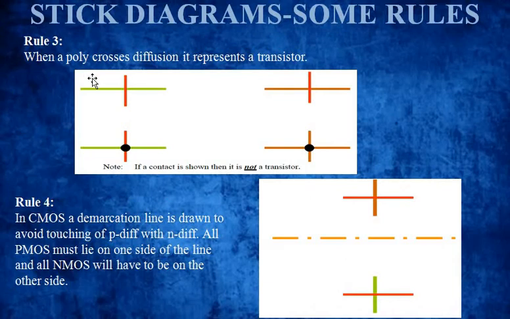Then the third rule is when a polysilicon is crossing diffusion, then it is shown that there is a transistor, or it represents a transistor. See, this is your polysilicon, red one, it is crossing your green line, that is N diffusion, then it is an NMOS transistor. Then your polysilicon is red, which is crossing the brown, then it is a P transistor, right? Then for designing a CMOS transistor or a CMOS inverter, we require a P transistor as well as an N transistor, but their areas should be separated. So for the separation, we have to show the separation.